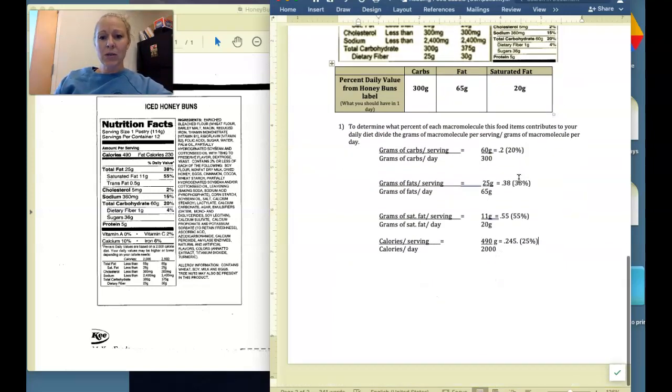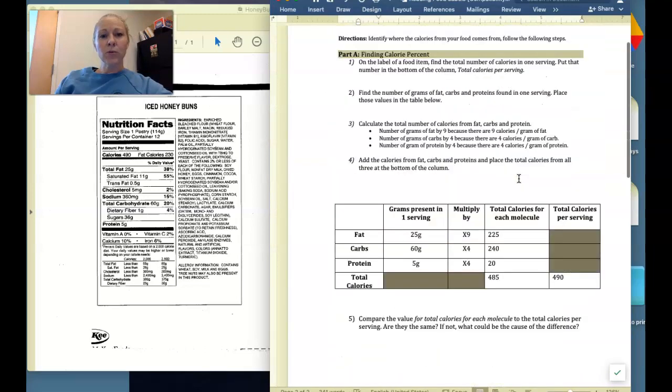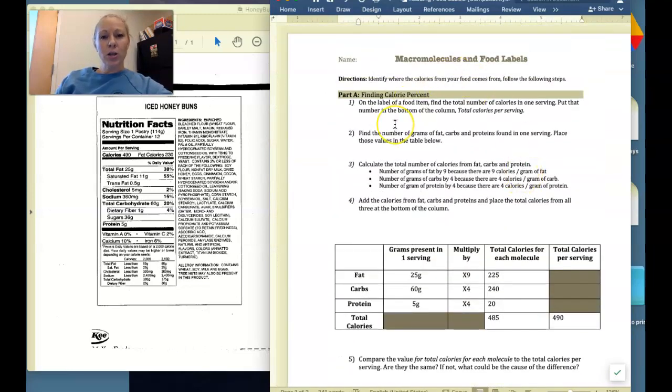So what I want you guys to do now is to choose a food label and run through it on your own. If you have any questions, please ask.